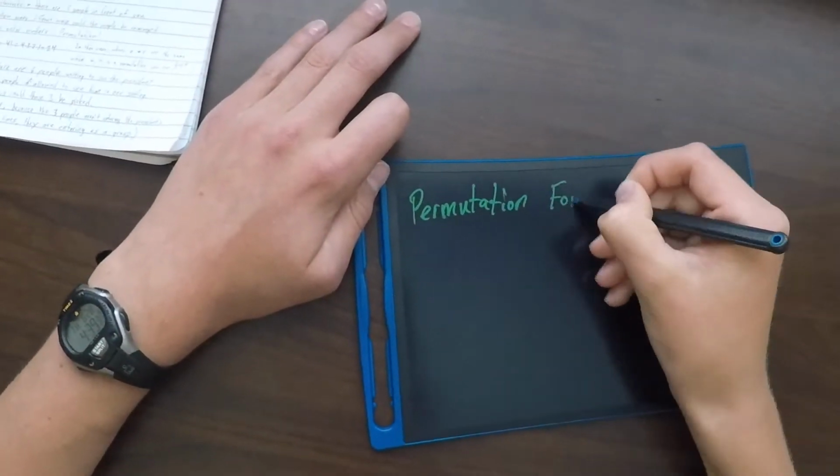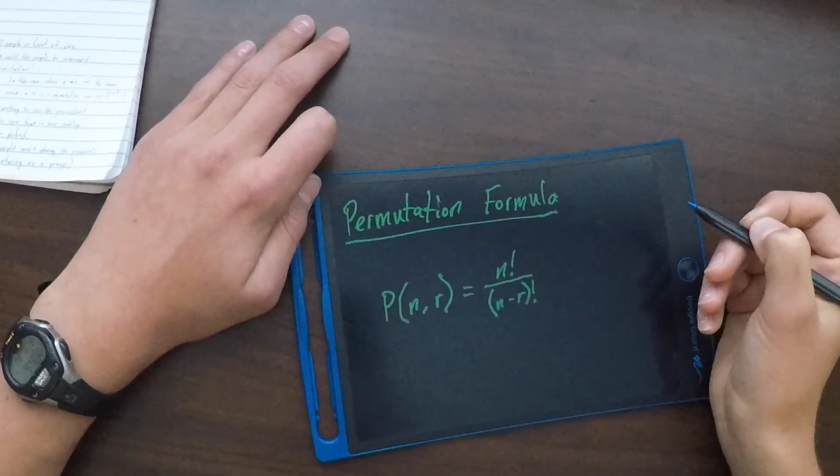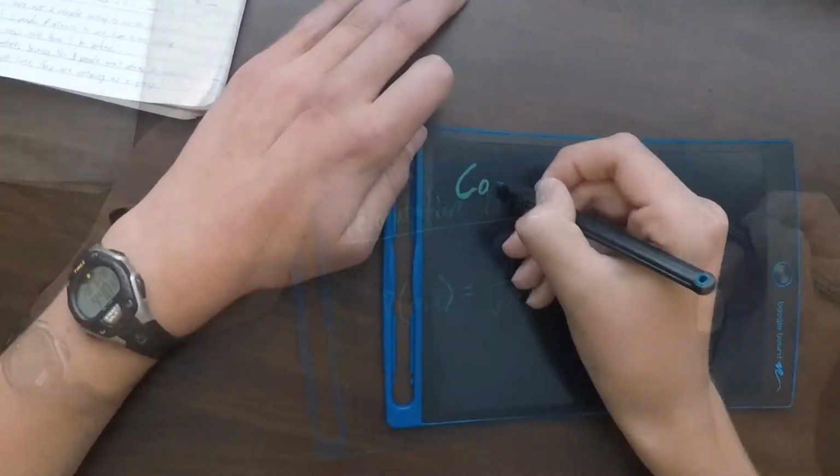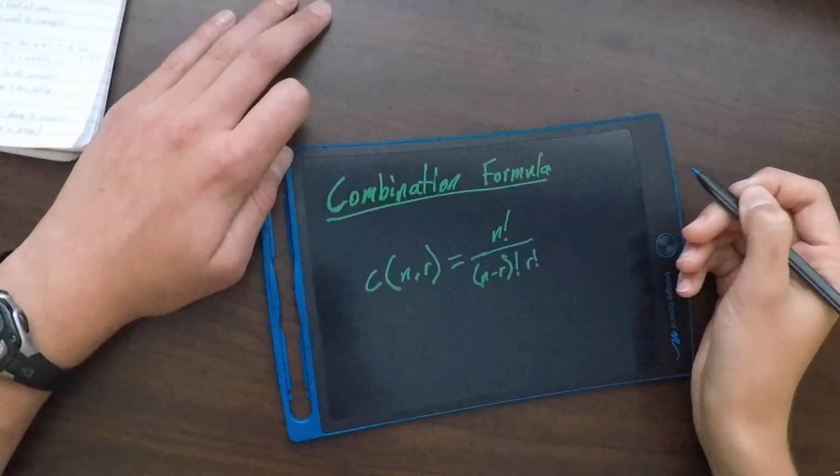Permutations and combinations. In permutations, order matters. In combinations, order doesn't matter. Permutations are for lists, while combinations are for groups. The permutation formula is permutation n choose r equals n factorial over n minus r factorial. The combination formula is combination n choose r equals n factorial over n minus r factorial times r factorial.